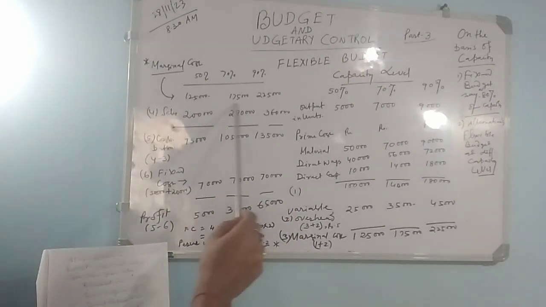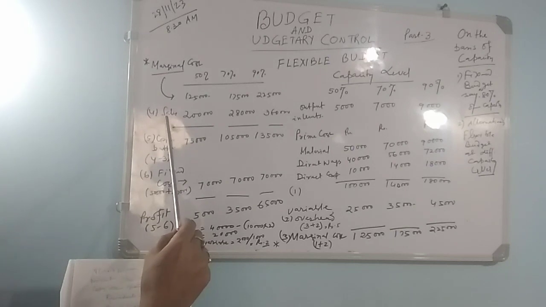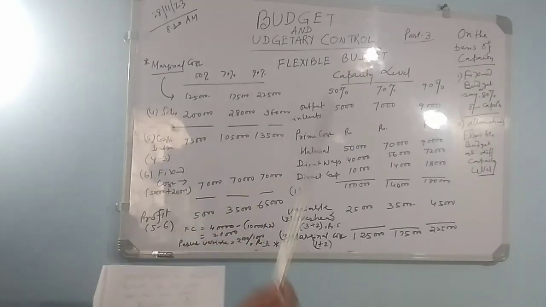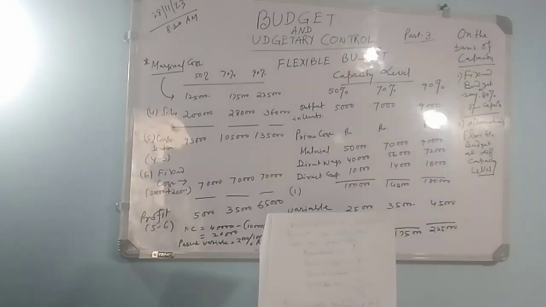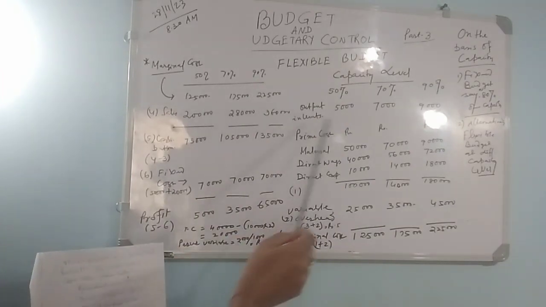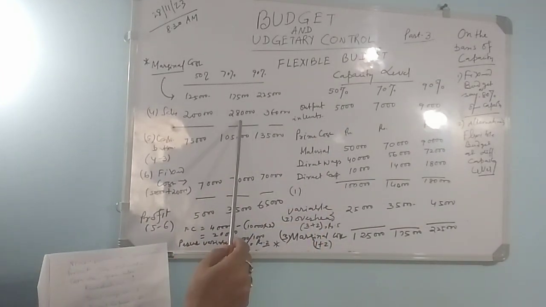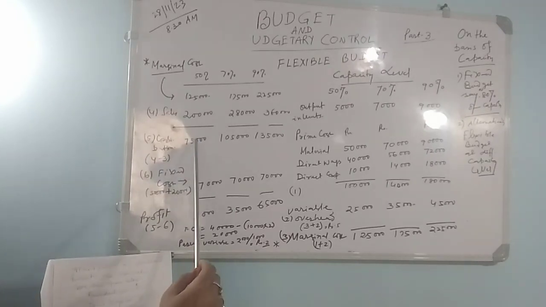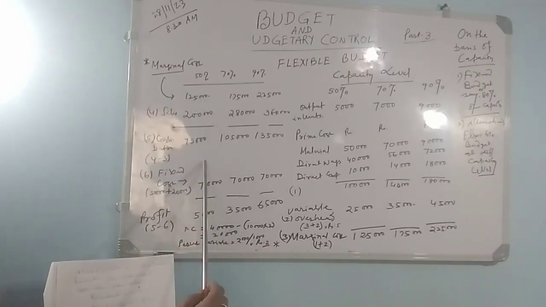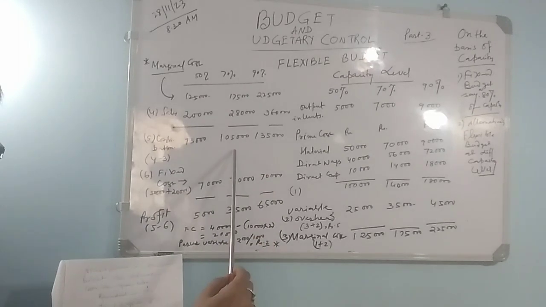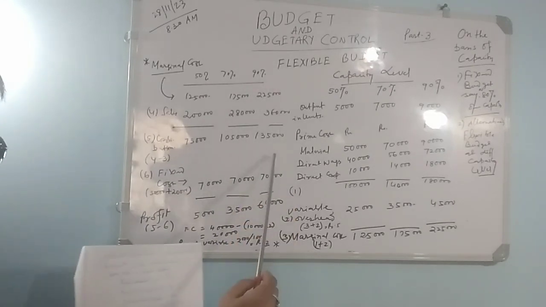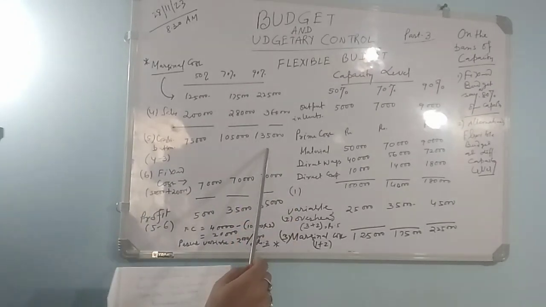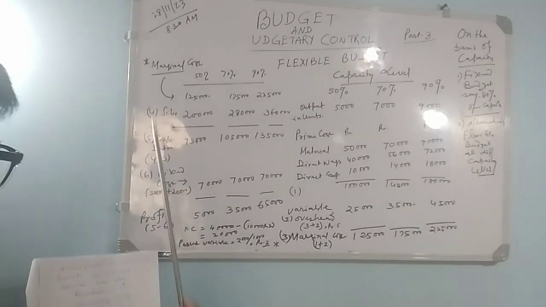Now sales. The expected selling price is 40 rupees. So 40 rupees multiplied by 5,000 is 2 lakhs, then 2 lakh 80,000, and 3 lakh 60,000. So the total contribution comes to 75,000 at the 50% level, 1 lakh 5,000 at the 70% level, and 1 lakh 35,000 at the 90% level.